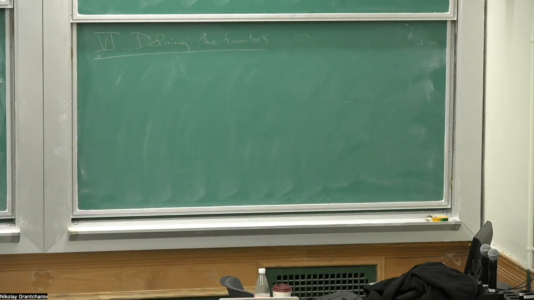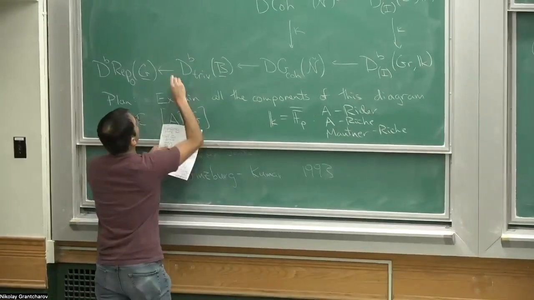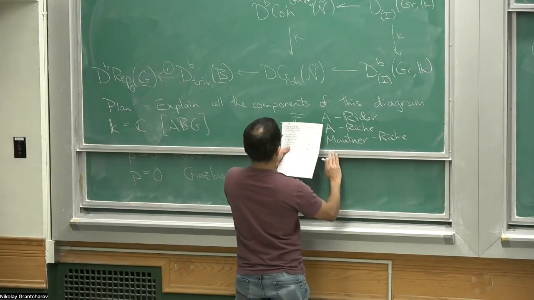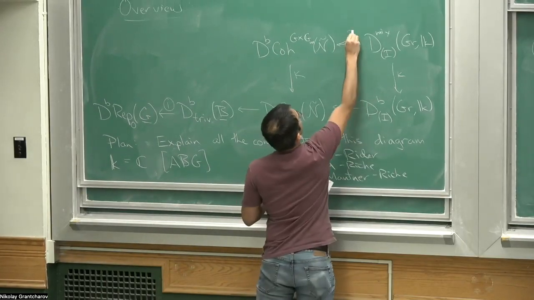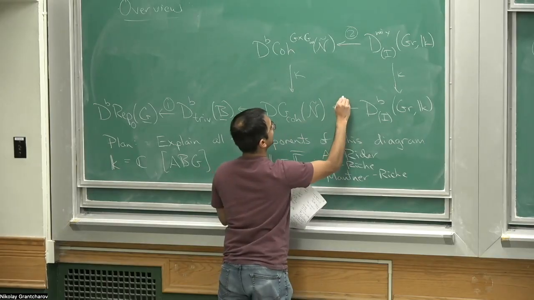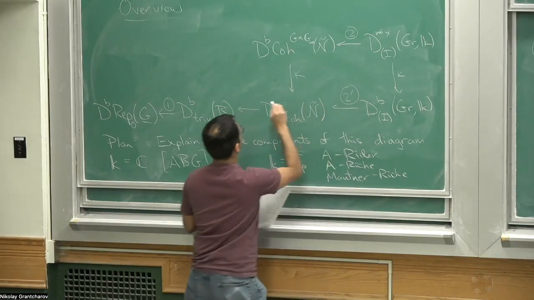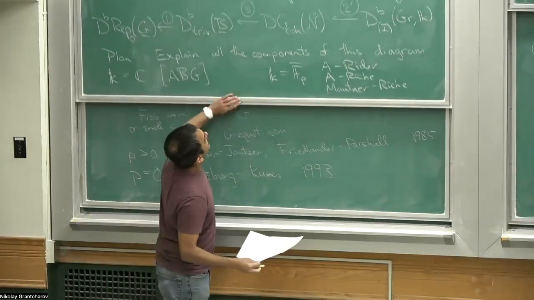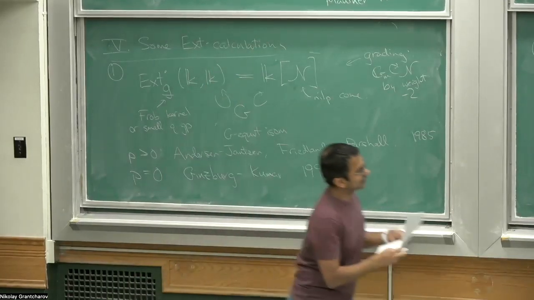Okay. Let me label these with numbers. So this is going to be 1. Number 1 is going to be the easiest. Number 2 is going to be the second easiest. I'll put 2 prime here, and 3 is going to be the hardest. Okay.